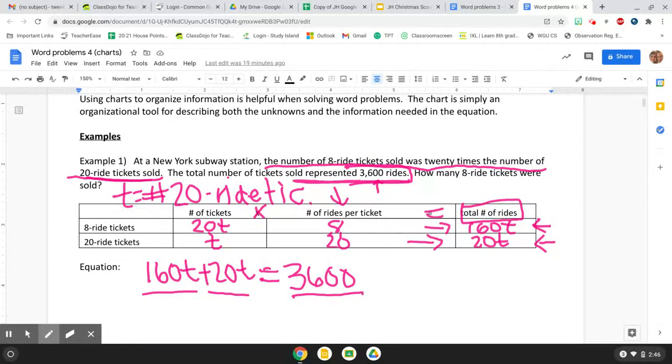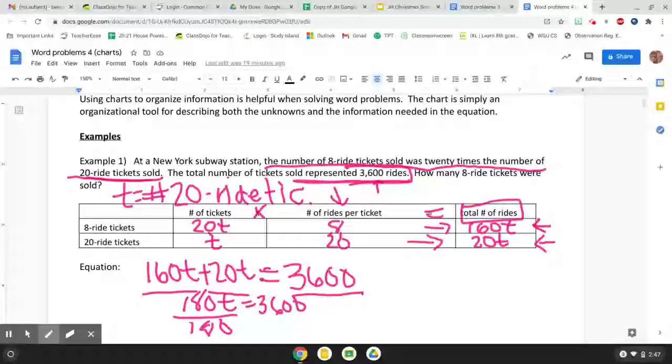All right, so at this point I'm just solving. When I add these together, I get 180T equals 3,600. Divide by 180 to get T by itself. So T is going to be equal to 20 tickets. I had to think about that. But what does T represent? Those are the number of 20 ride tickets. The question's asking how many 8 ride tickets. So I didn't answer the question yet, but I can use that in order to answer my question.